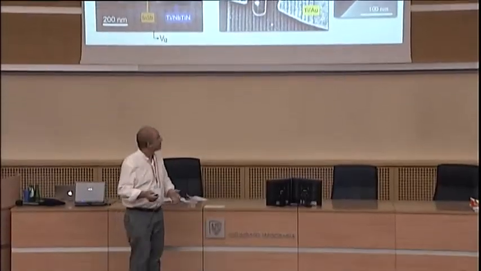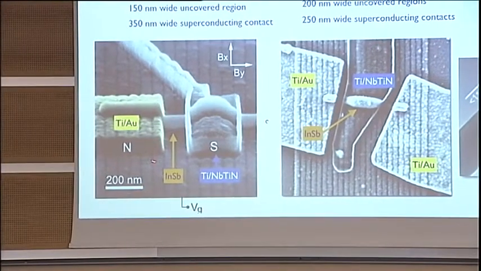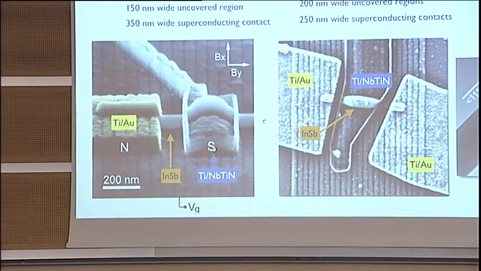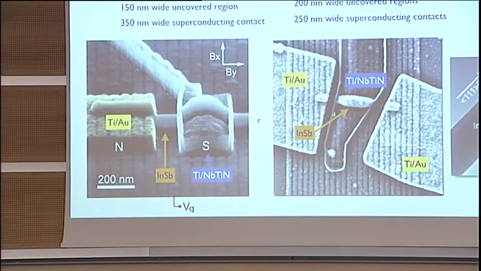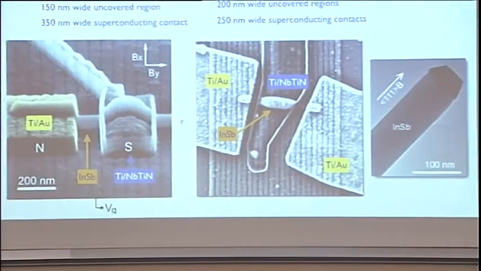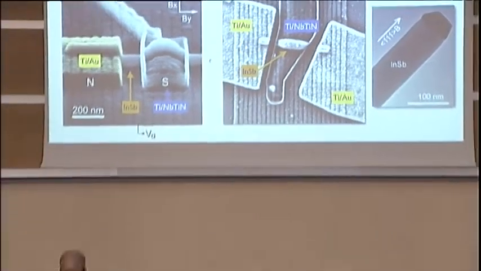So the wires that we have studied are very similar, indium antimonide wires with a normal end with gates underneath an oxide and a superconducting contact. There were also two-sided devices that we'll be talking about also, and these are 111 grown indium antimonide nanowires. Again, this particular experiment was grown in the lab of Hong-Ki Su, and I thank him for providing those wires for this collaboration.